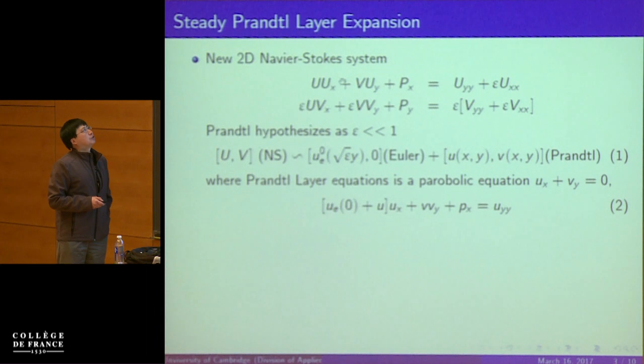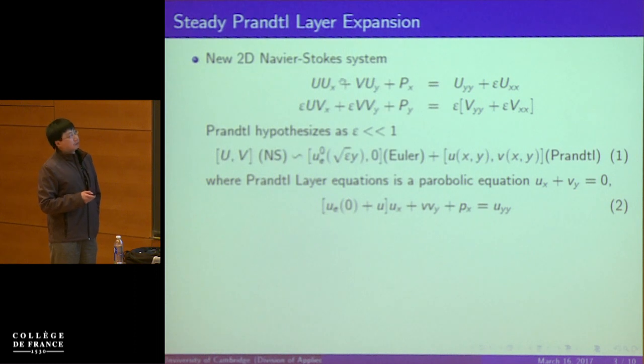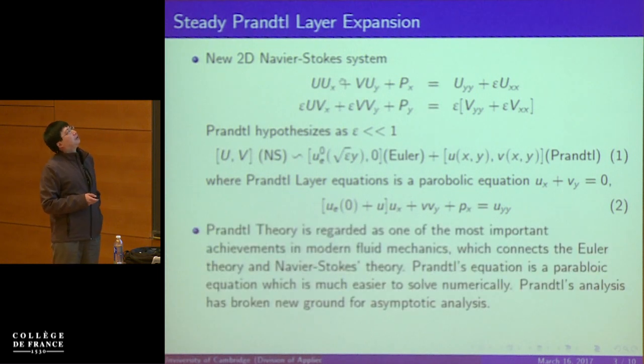So this is a parabolic equation in this rescaled fashion, and in the original scale this represents the sharp transition. So this is basically his theory. He hypothesized this should be true.